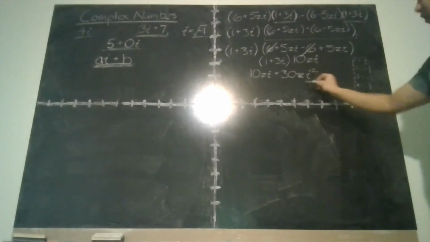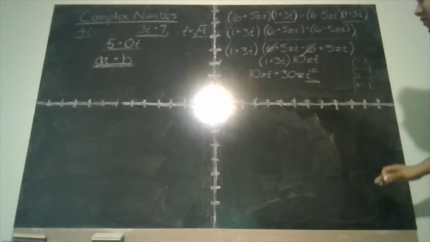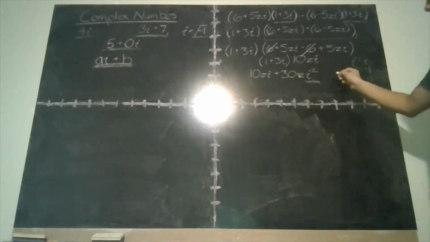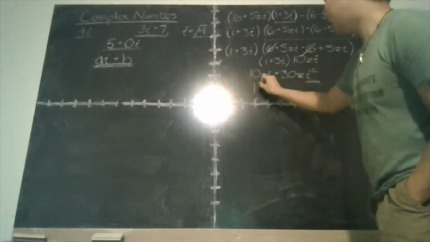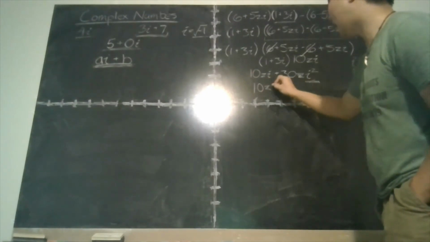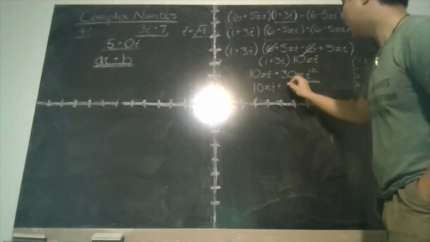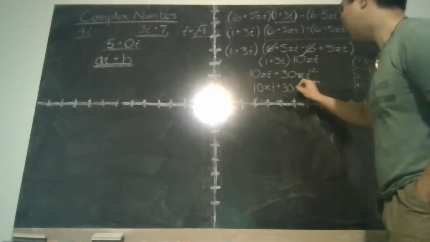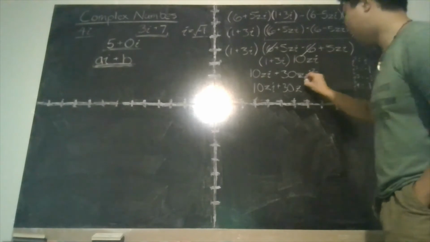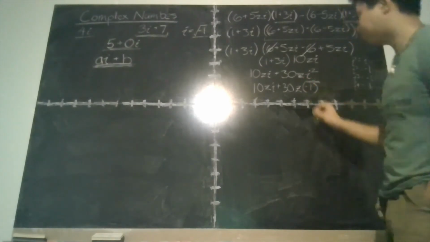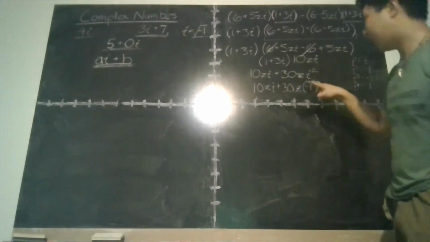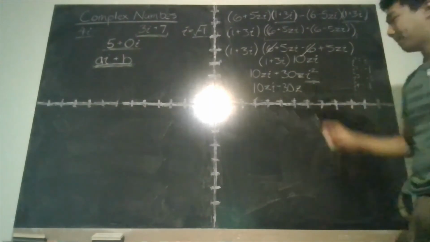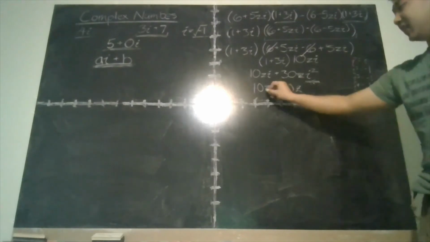This one we've already solved before, because if you remember the definition of i, it's the square root of -1. So the square of a square root is itself, and so we get 10zi plus 30zi squared, and i squared is -1. Multiplying that in, that actually just makes this -30z.